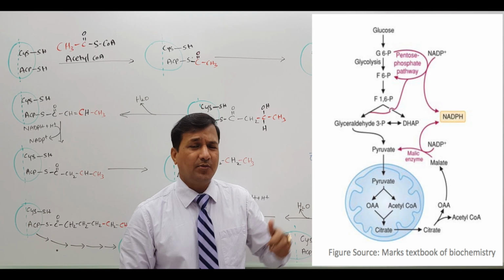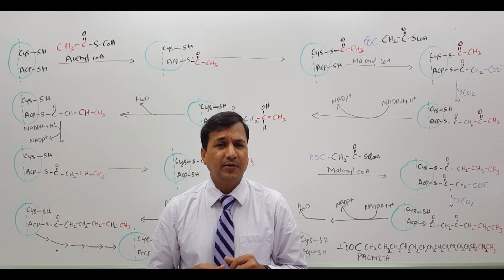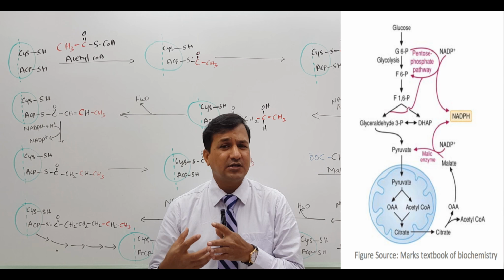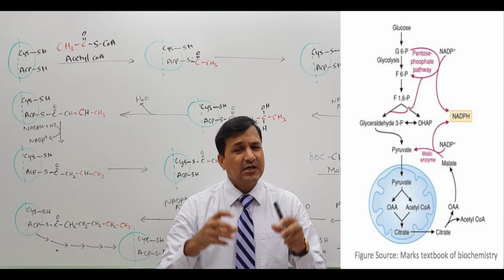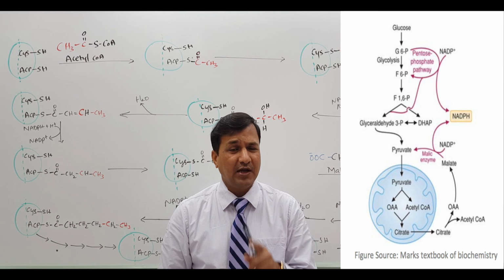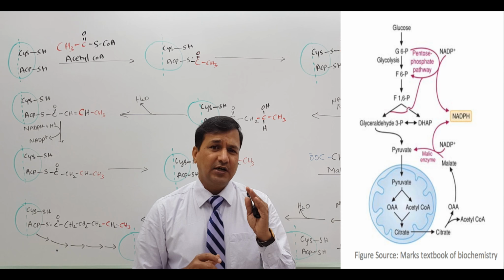Now, what will happen to the citrate that is accumulated in the matrix of mitochondria? The citrate now moves out of mitochondria into the cytoplasm by the citrate transporter. Now, what happens to the citrate in the cytoplasm? Citrate is broken down back into acetyl CoA by the citrate lyase enzyme, and this enzyme is also kept active by insulin. So what does citrate lyase do? Citrate lyase is going to break down citrate into acetyl CoA and oxaloacetate.